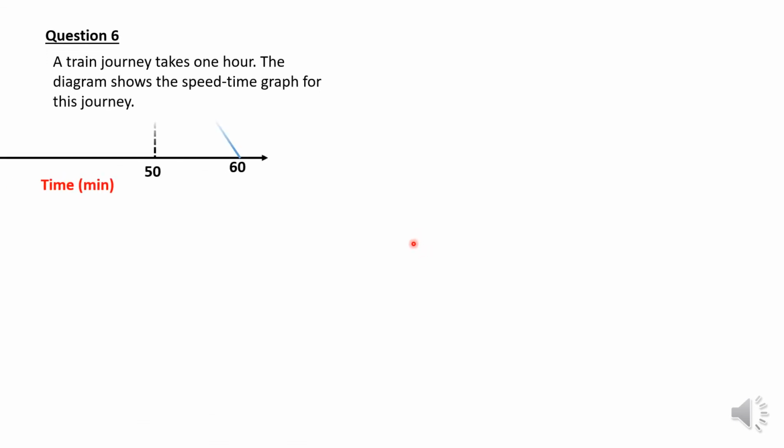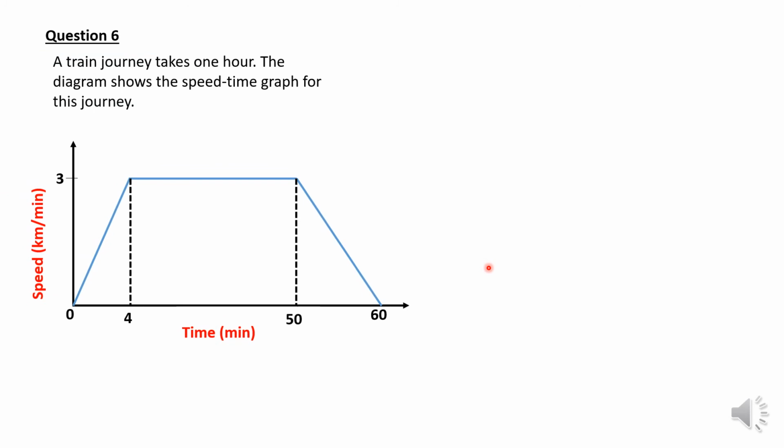Right, question 6. A train journey takes 1 hour. The diagram shows the speed-time graph for this journey. Okay, 1 hour, 0 to 60 minutes. And you can see that the speed it maintained after 3 kilometers was 3 kilometers per minute. Okay, my units are the same, nothing to be afraid of. All right, so calculate the total distance of the journey. So you can decide, okay, I take the area of this triangle, this rectangle, this triangle, add them all up.